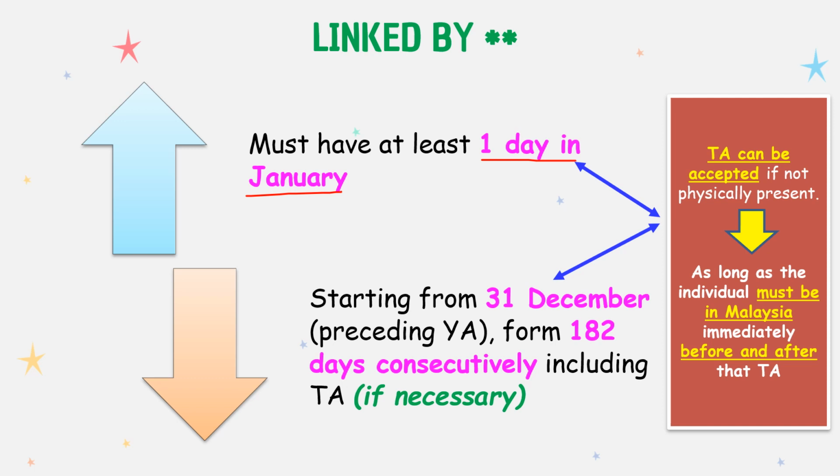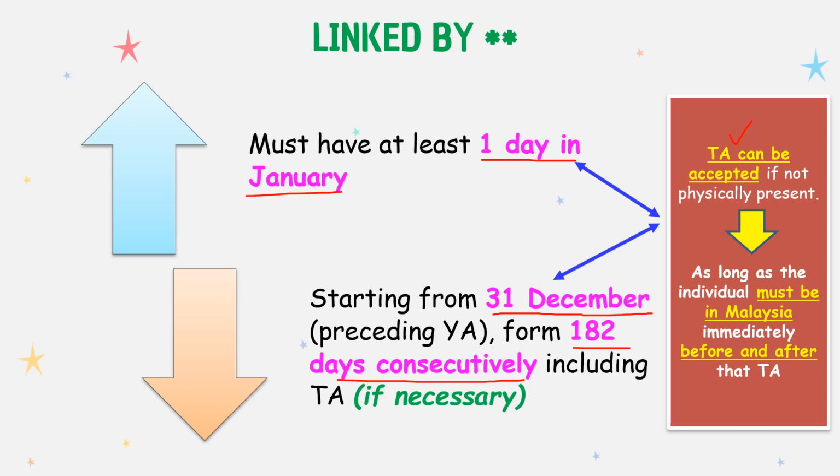However, the reason is because of TA. We accept as well because TA can be accepted if not physically present, because right now we are doing B. Okay, so after we have 1 day in January, you reverse back, make sure that you have 31st December, previous year.